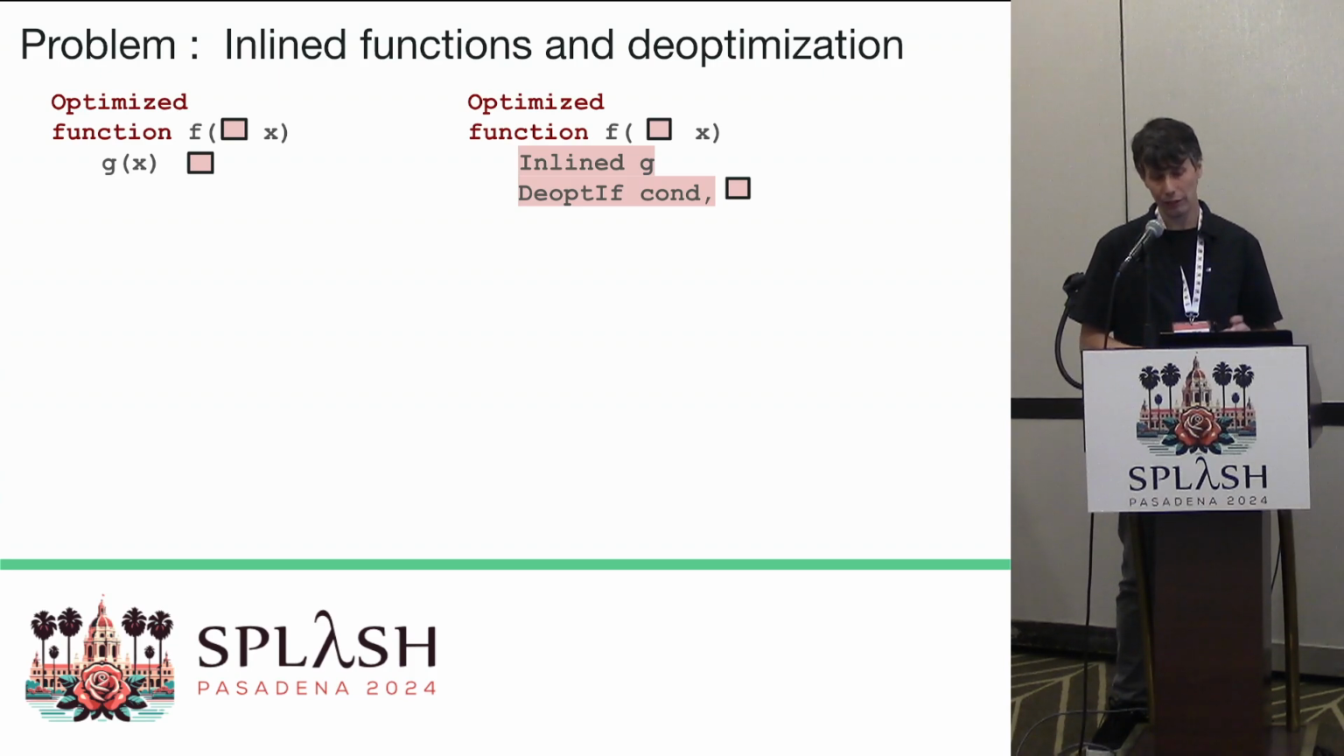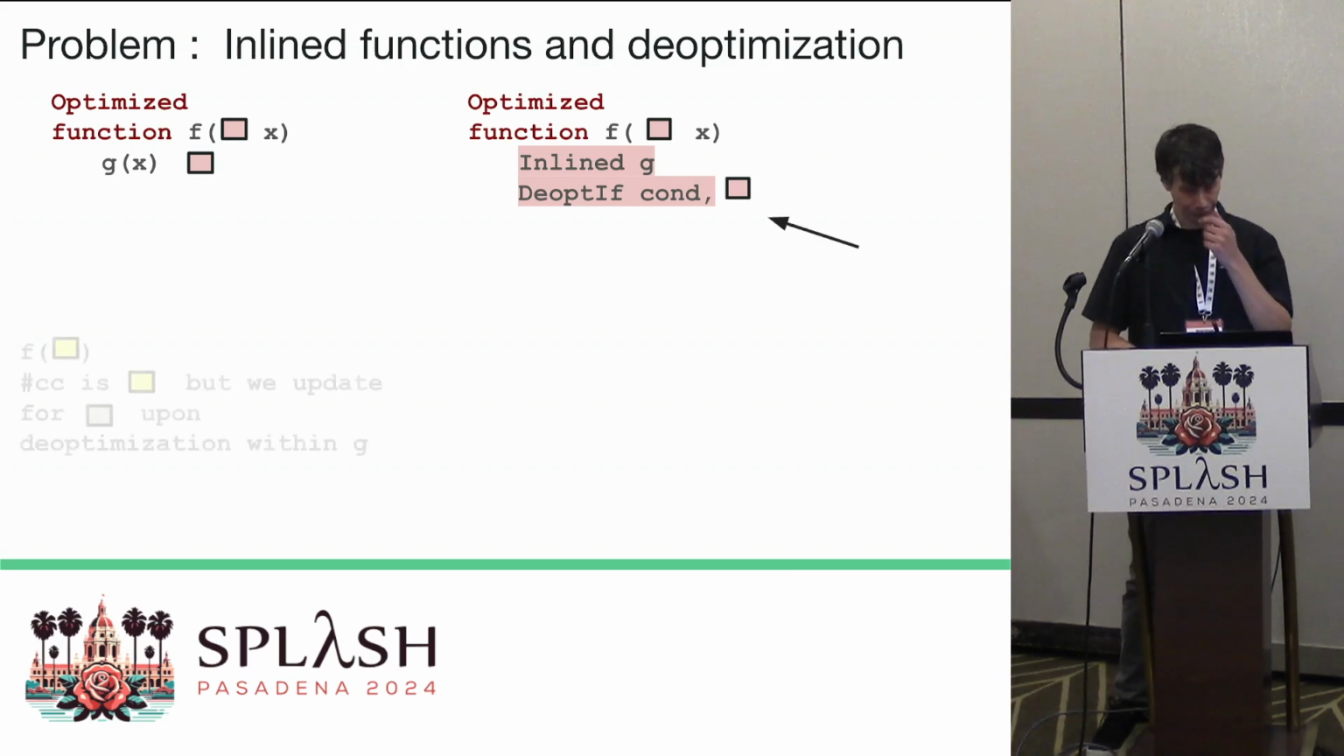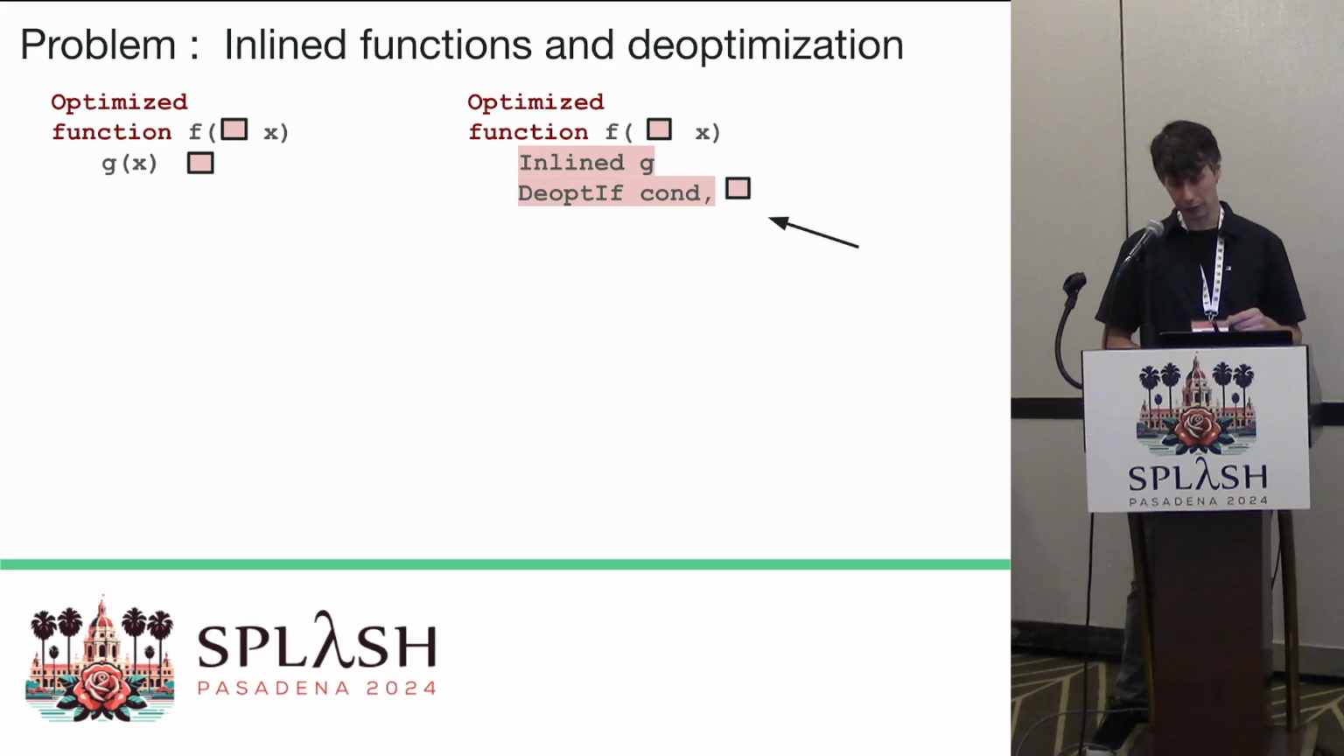The only information we have is static information, and this means that if we deopt from g, at least what we're doing for our implementation is we hard code the call context we are supposed to update if the optimization happens. And this is what we see here on the arrow.